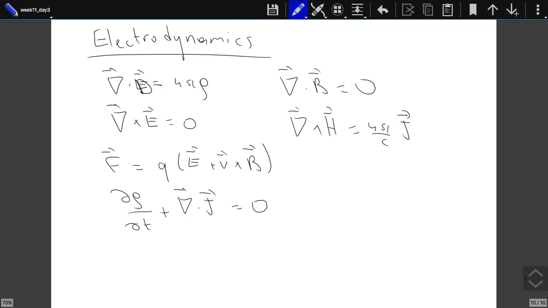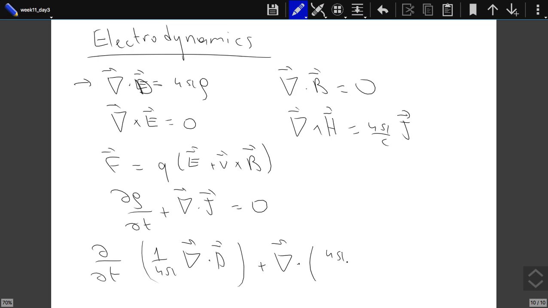So let's look at the last one, the charge conservation. Well, we know that rho is nothing but 1 over 4 pi times the divergence of D. This is from this equation: divergence of D is 4 pi rho. Plus the divergence of J, where J is, no, C over 4 pi times curl of H.